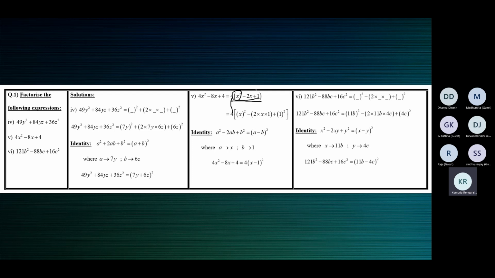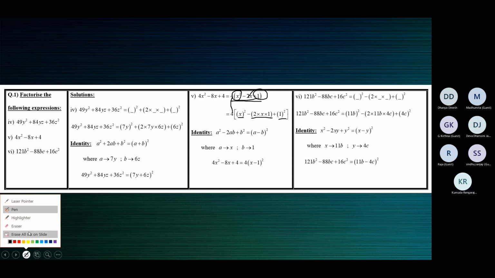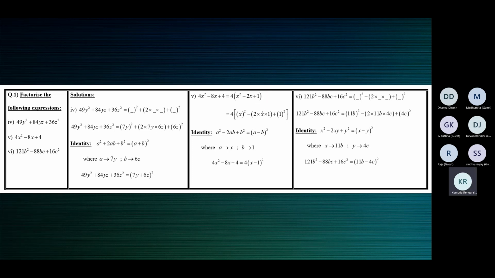x square is x the whole square and 1 is 1 the whole square. And the middle term formed using a and b, where a is x and b is 1, is 2 into x into 1, which is the middle term in the given expression also. Which is the middle term here? See, it's 2x, minus 2x.